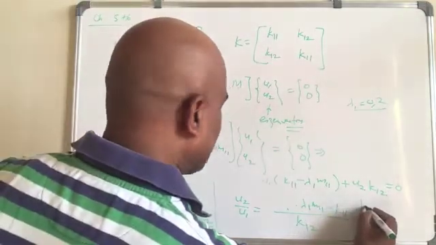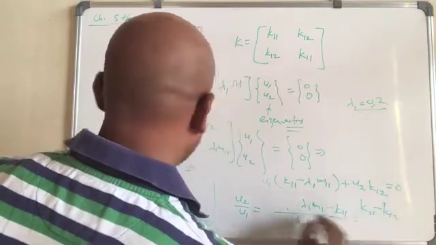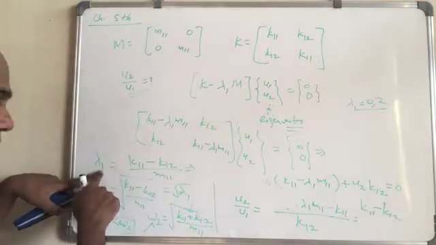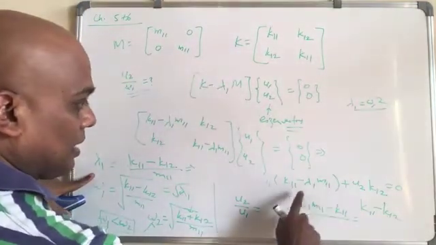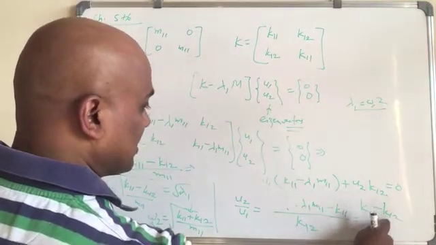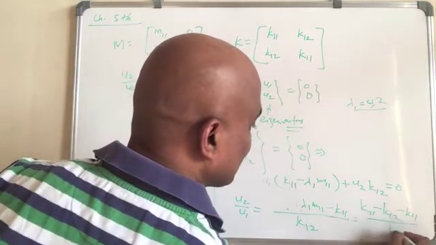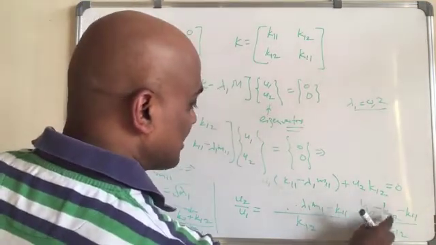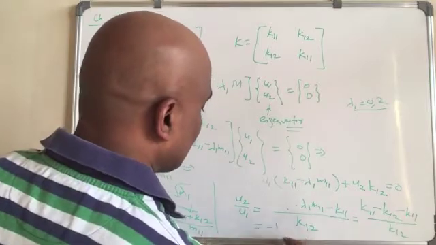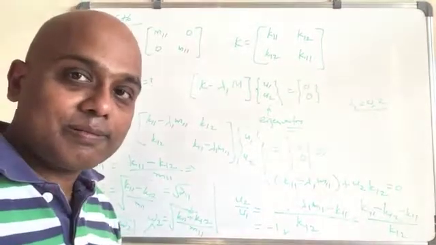So what do you get? K11 minus K12 is the value M11 times lambda 1. So M11 times lambda 1 equal to K11 minus K11 from here divided by K12. What do you get? What remains is minus 1. Simply this is minus 1. Answer is minus 1. That's it. Straightforward.